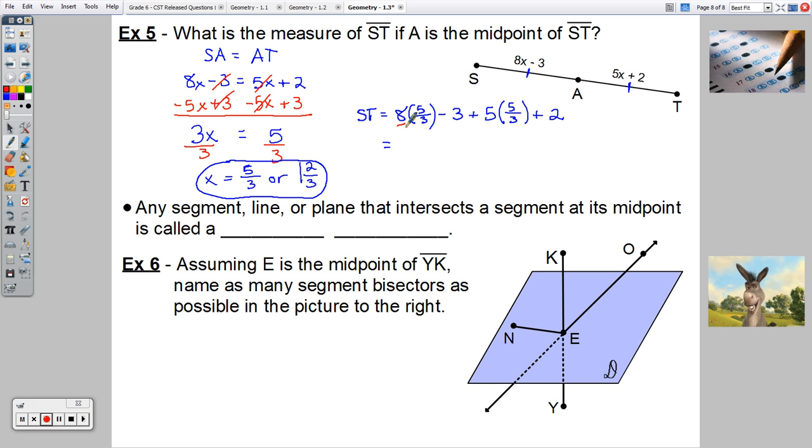Some of you may like to do this when you're multiplying fractions: put those values over 1. If that helps you, then you can just think of multiplying straight across. Go ahead and do that. So this would be 40 over 3 for 8 times 5/3.